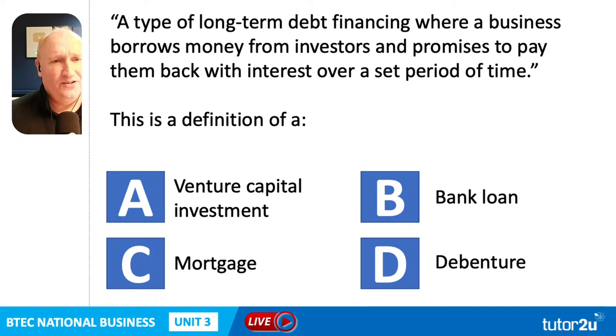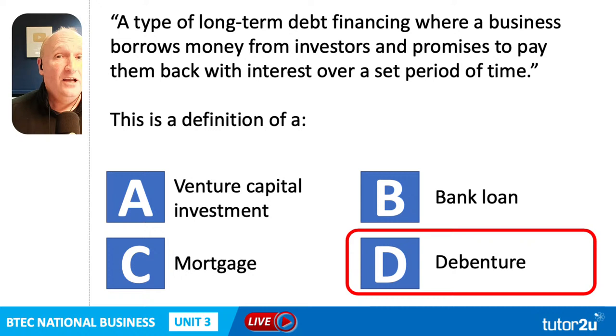A, B, C, or D. And again, this is one of those terms that, if it came up, could throw a lot of learners when they see it in the question. So it's just worth knowing what it is. Let's have a look at the answer. I would say most people have got that right. It is indeed a debenture.